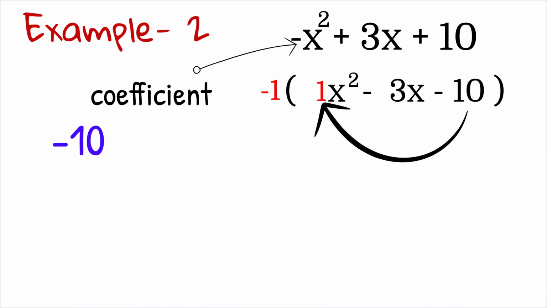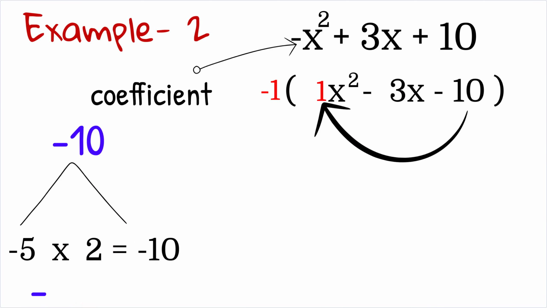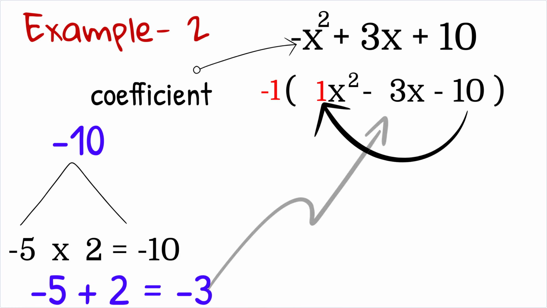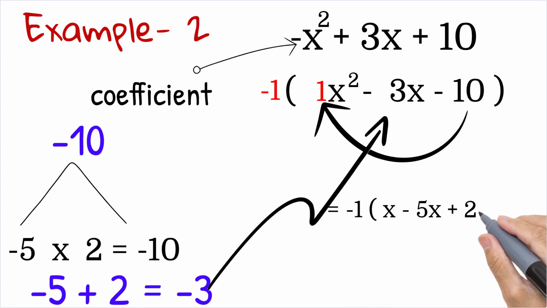So if we add the factors, it will be equal to the coefficient of x, since minus 5 times 2 is minus 10, which adds up to minus 3. Consider the factors minus 5 and 2. Now rewrite minus 3x as minus 5x plus 2x.